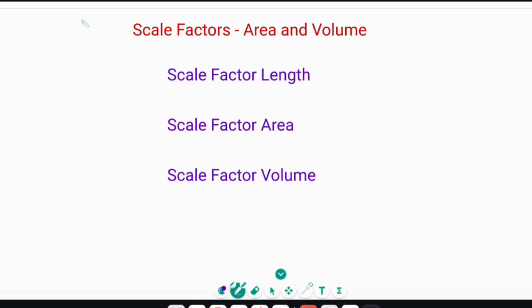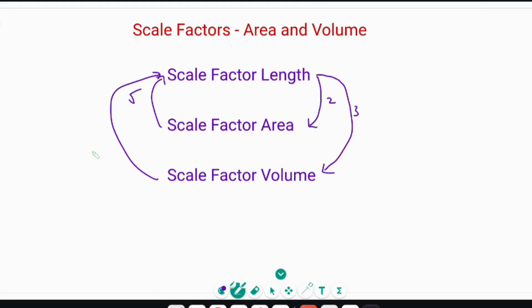So we're going to look at a mixture of exam questions on the topic of similar area and similar volume. To get from a scale factor for length to a scale factor for area, we square. To get from a scale factor for length to scale factor for volume, we cube. To get back from area to length, we square root. And to get back from volume to length, we cube root.